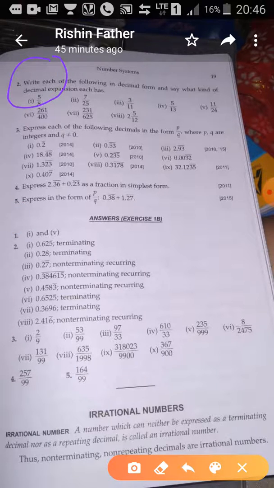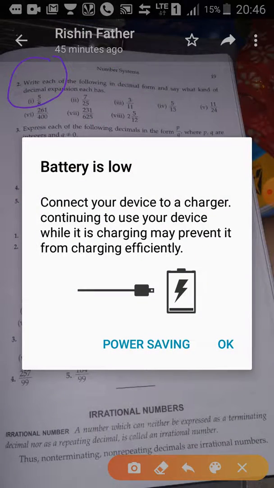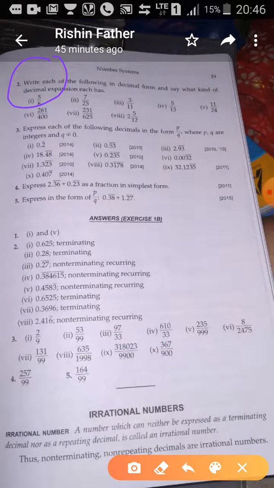For example, the first one in front of us is 5 by 8. We need to say what kind of decimal it is. Terminating, non-terminating? If non-terminating, then is it recurring? Yes, so we need to say that. How are we going to do this? We are going to actually divide this.